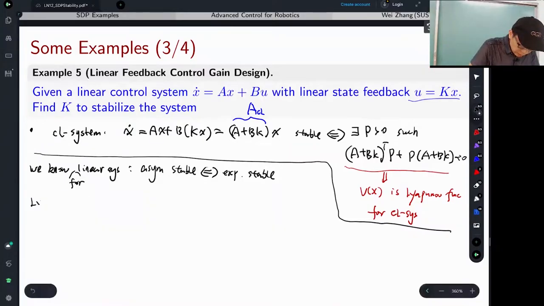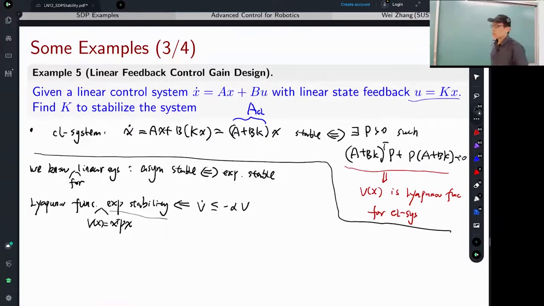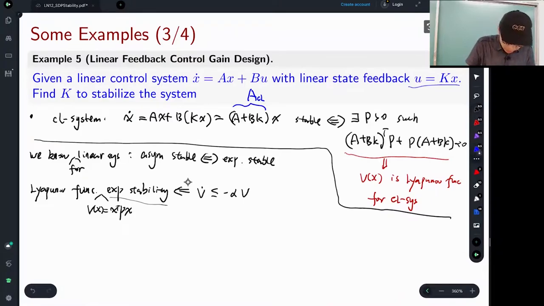Okay. For the Lyapunov function, let's say V(x) equals x transpose Px. What guarantees exponential stability? You require V dot less than negative alpha V. Okay, that's what we somehow discussed. Actually, we proved it with the comparison theorem. It's a linear scalar differential equation that gives you this result. That's a very important property or condition that you need to play with when you do LMIs.